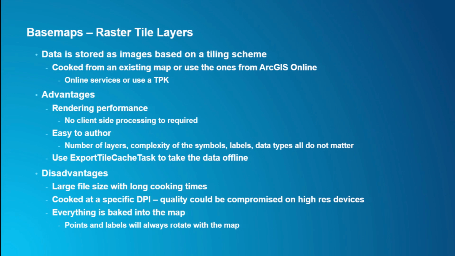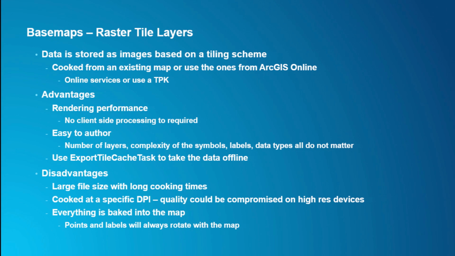Real advantage with raster tiles is the rendering performance. It's just an image. There's no processing required. We just render it. And it's really easy to author too, because it doesn't matter what your map looks like. If you've got all the most complicated symbology and thousands of layers in your map and you want to cook that, it all gets flattened into an image. So no performance cost, right? And there's an export tile cache task that the APIs have available to you. So if you're using an online tiled service, you can actually call that and grab a TPK based on a given extent.